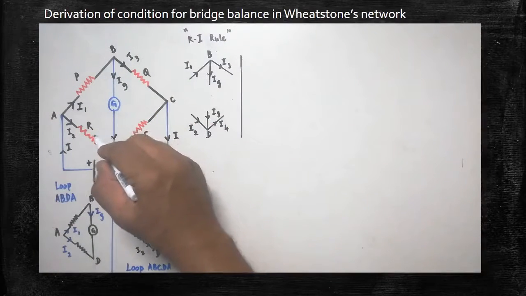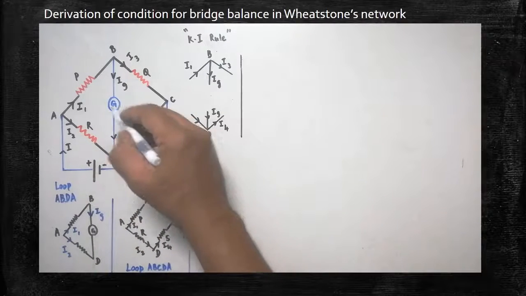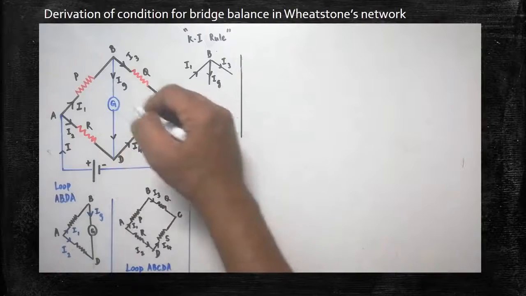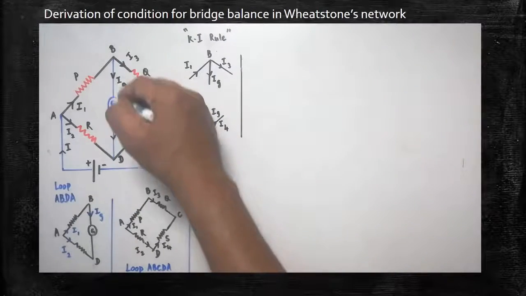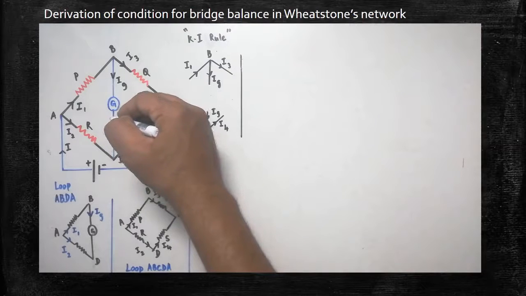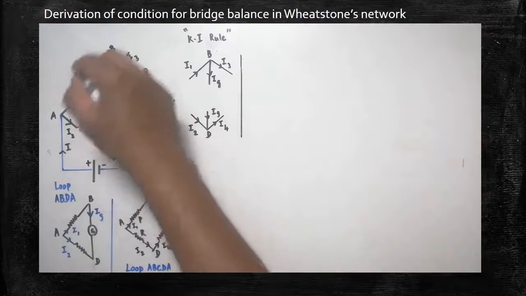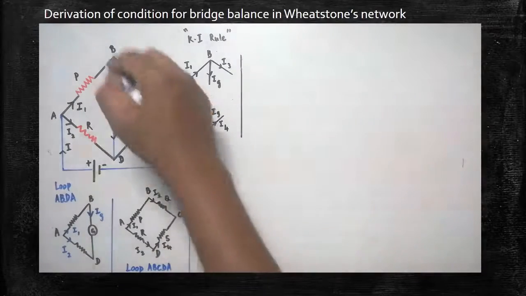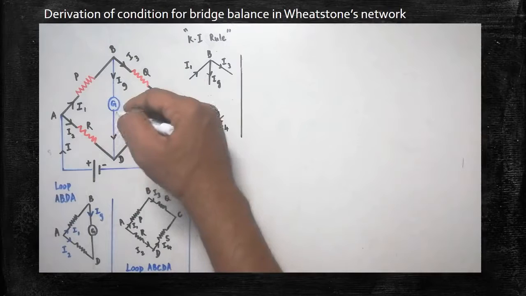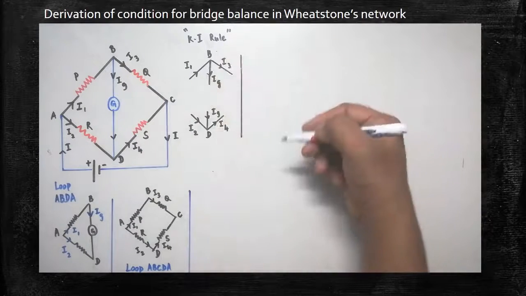So here we are going to derive the condition for bridge balance. Bridge balance means the current will flow only through these two paths. Through the galvanometer the current won't flow. So the bridge is said to be in a balanced condition. When the galvanometer current is 0, the current flow takes place only in these 2 paths, and there won't be any current through the galvanometer. Such a condition is called bridge balance. For that we have to derive the condition.